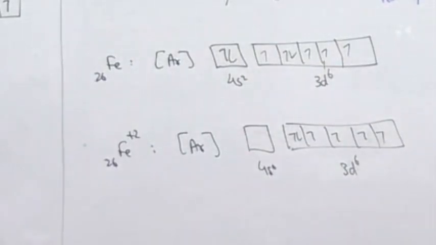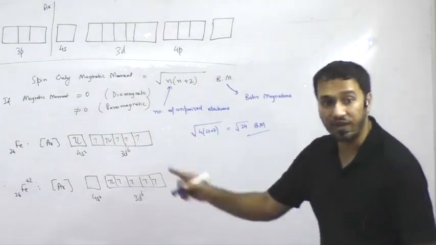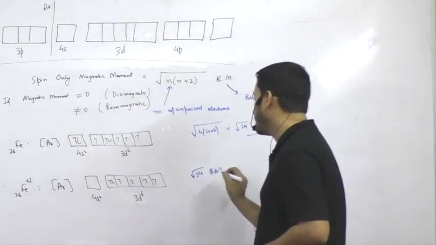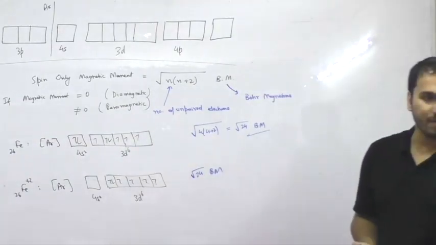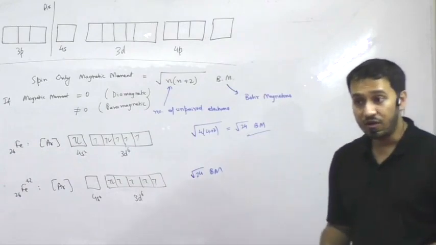Fe plus 2 is argon 4s0 3d6. कहां से निकला इलेक्ट्रॉन्स? 4s से. ये बहुत इंपॉर्टेंट है. The electrons are first lost from 4s, right? So how much is the magnetic moment still? Same, root 24 BM. तुम same सही आंसर दिए but logic गलत था. The magnetic moment is still root 24 BM.